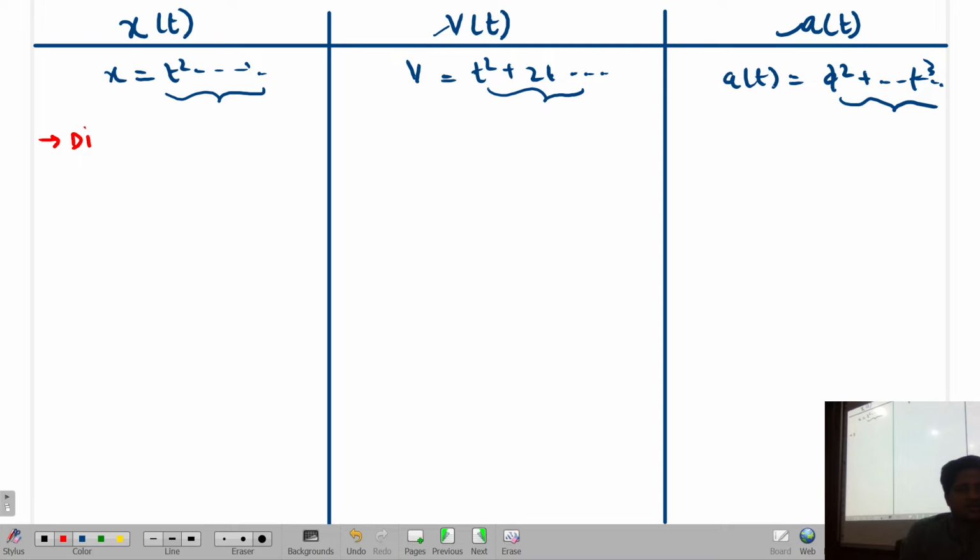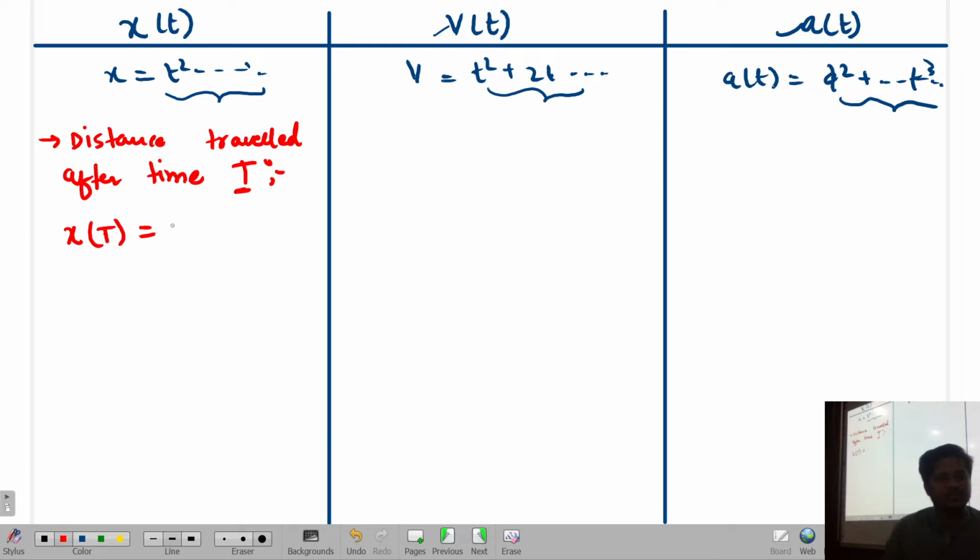Now, if you are aware of such an equation for x, and someone asks you to find the displacement or distance traveled after time t, what will you do? You will just calculate x of t. That means you will replace t in this equation with whatever time is given. You will just replace it over here.